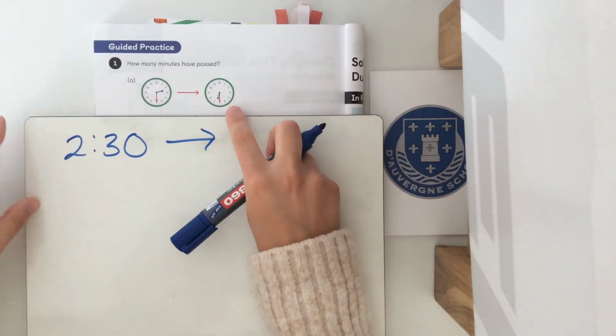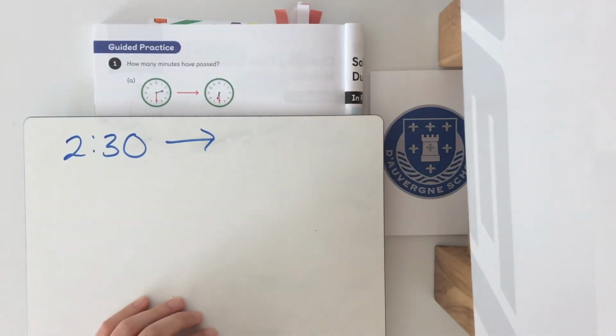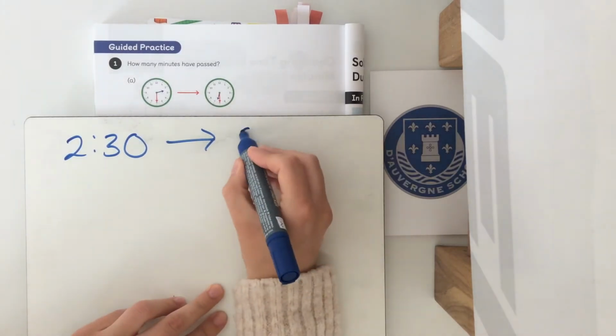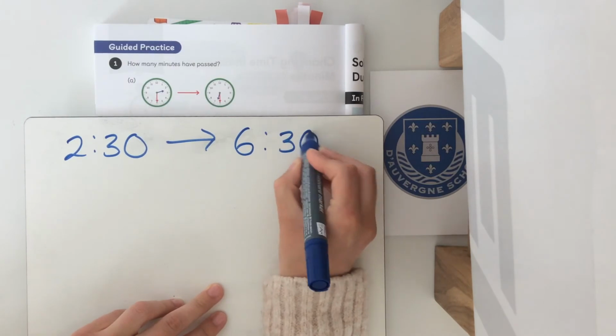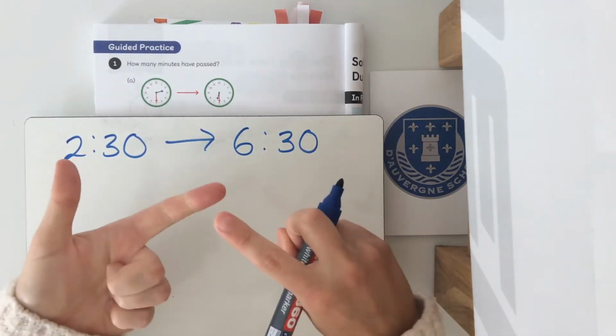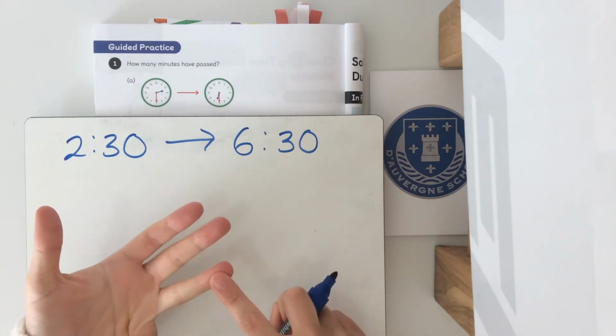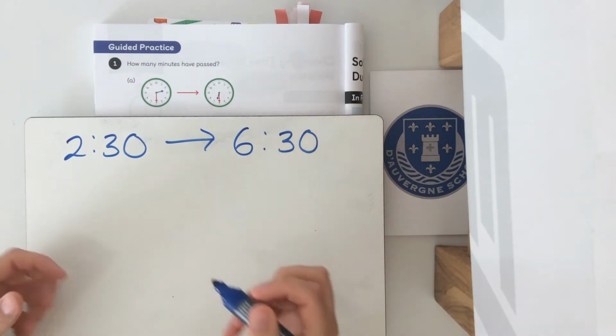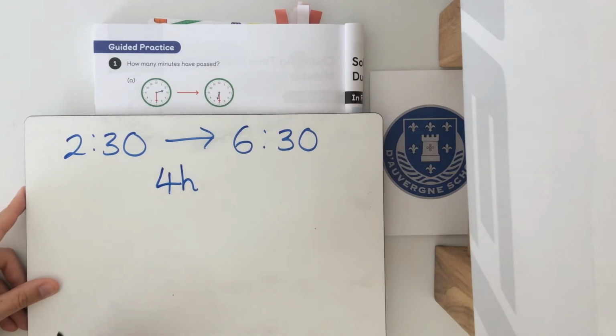To this time here. The minute hand is on the 6 again, which means it's half past, and the hour hand is between the 6 and the 7, which means it's 6:30. So 2:30 to 6:30. 2:30, 3:30, 4:30, 5:30, 6:30. That's 4 hours that has passed.